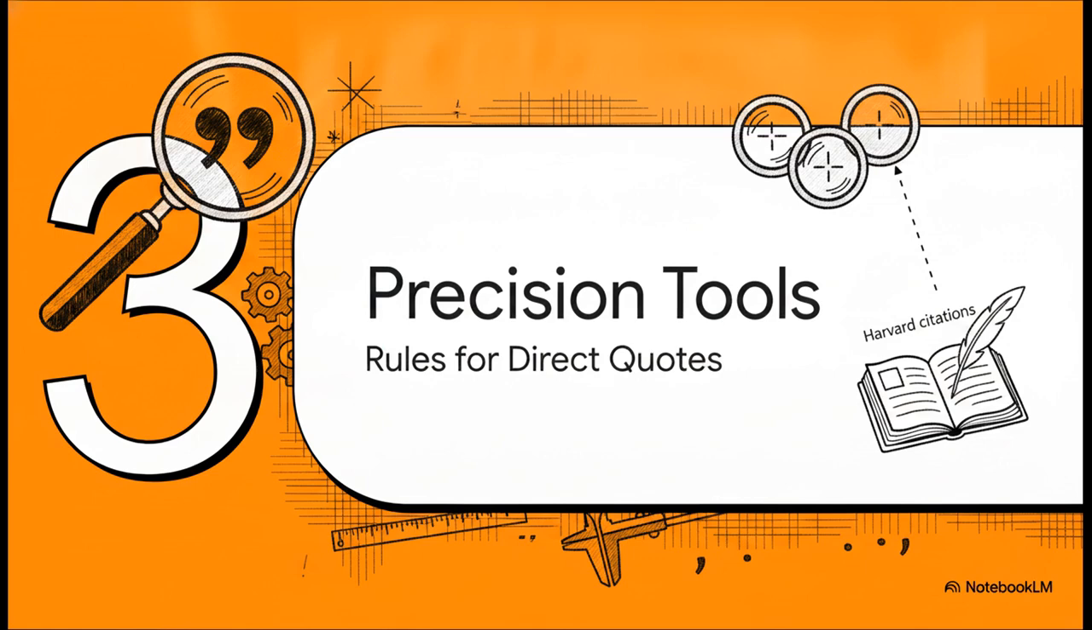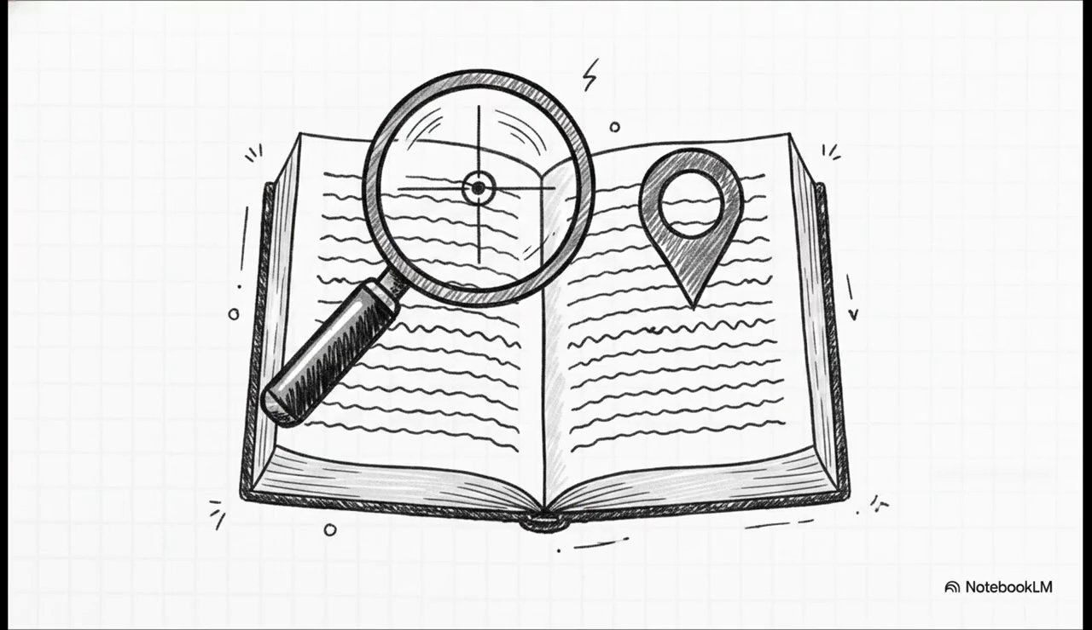Section 3. Precision tools. The rules for direct quotes. So we've covered general references, but what happens when you're zooming in on a very specific detail or borrowing someone's exact words? Well, that requires a higher level of precision. When you quote directly from a text, that baseline rule of author and year just isn't quite enough on its own. You've got to add precision tools. Depending on the exact Harvard-style variant your institution uses, you'll need to add a page number, a paragraph number, a section, or maybe even a timestamp.